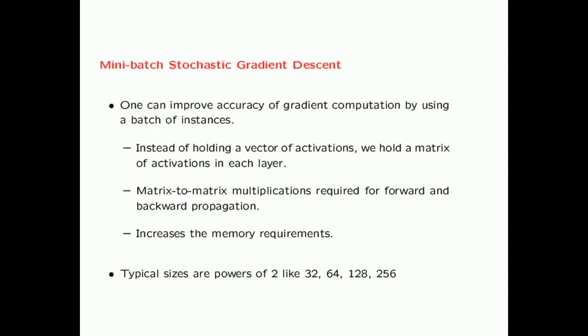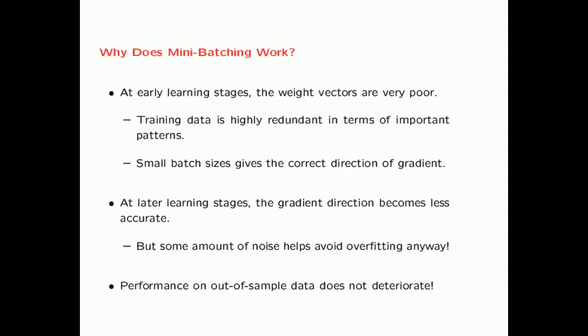This increases the memory requirements, but in general you do not need large mini-batch sizes. The typical sizes that you need are powers of 2, such as 32, 64, 128 and 256. The reason that you choose powers of 2 is because that is the most efficient way to implement these operations.